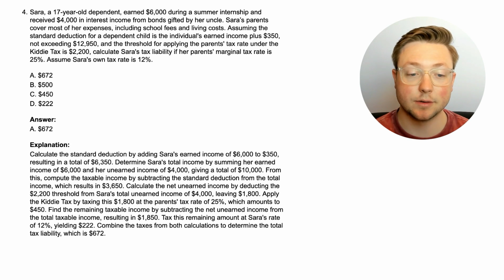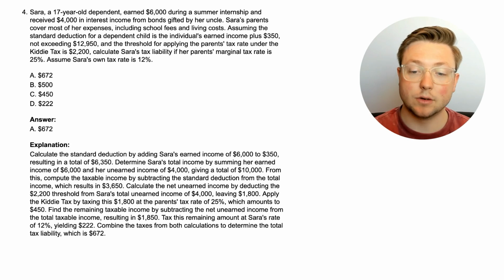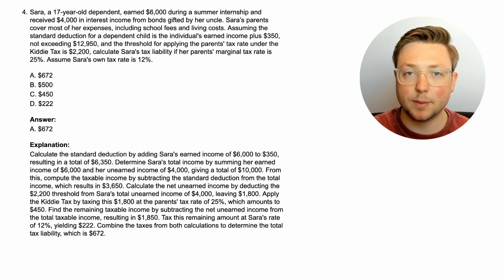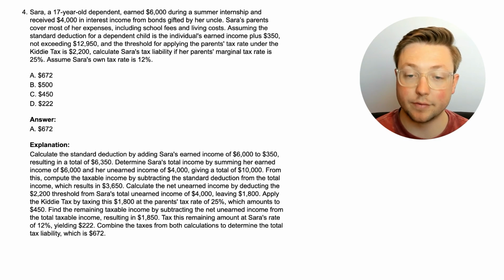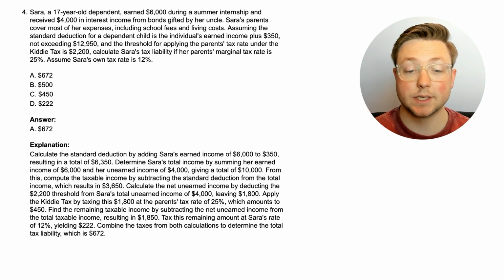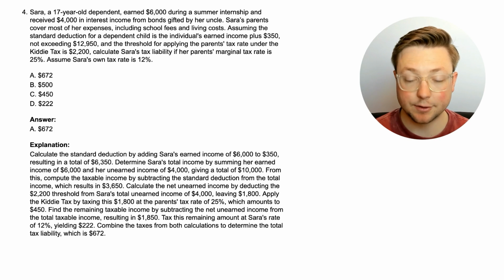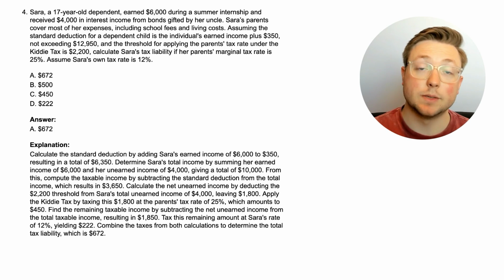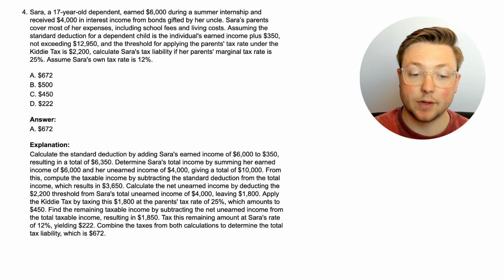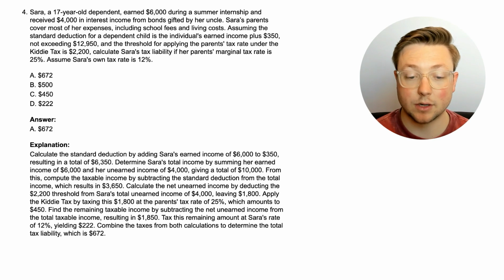Okay, here is the answer, $672. So this is a paragraph, so it might be a little bit harder to follow, but let's read through it. Calculate the standard deduction by adding Sarah's earned income of $6,000 to $350, resulting in a total of $6,350. So that's the standard deduction. Then we determine Sarah's total income by summing her earned income of $6,000 and her unearned income of $4,000, giving a total of $10,000. And then from there, we subtract the standard deduction, giving us a taxable income of $3,650.